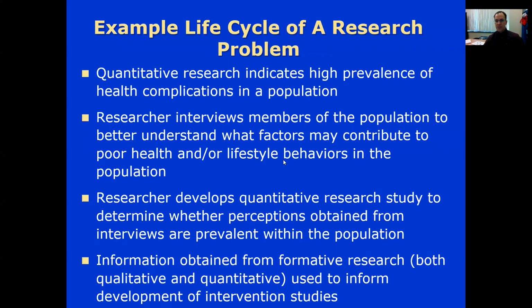Now, here's an example of the life cycle of a research problem. You begin with quantitative research that could indicate a high prevalence of health complications in a population. For example, the Pima Indians have about 50% of their population considered obese. Now, through this process of observation and qualitative research, there are interviews from the investigator with the Pima Indians to better understand what factors may contribute to the poor health and lifestyle behaviors in this population, in our case, the Pima Indians.